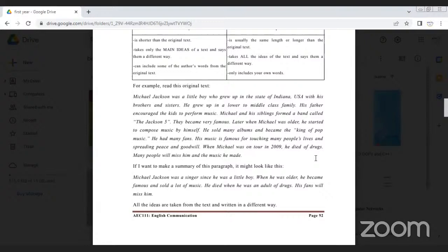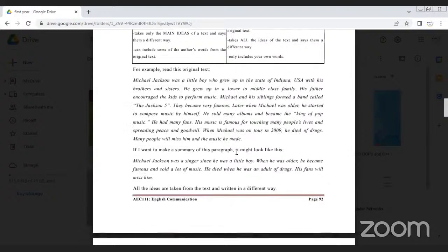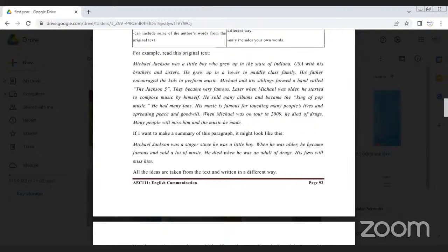If I want to make a summary of this paragraph, it might look like this. How to write summary writing? Here is an example. Here is a summary of this paragraph. Michael Jackson was a singer since he was a little boy. When he was older, he became famous and sold a lot of music. He died when he was an adult of drugs. His fans will miss him.